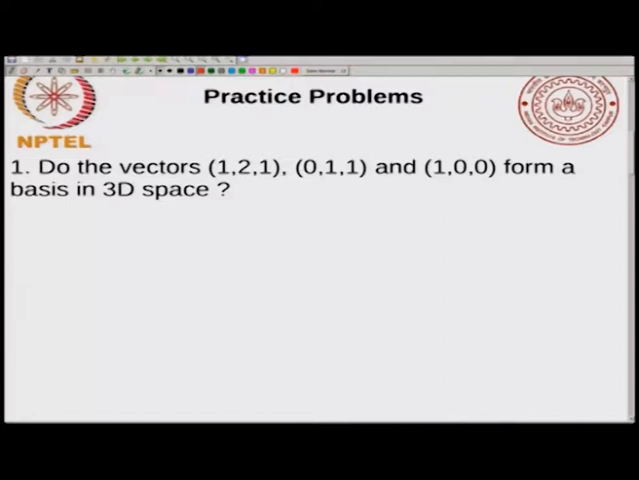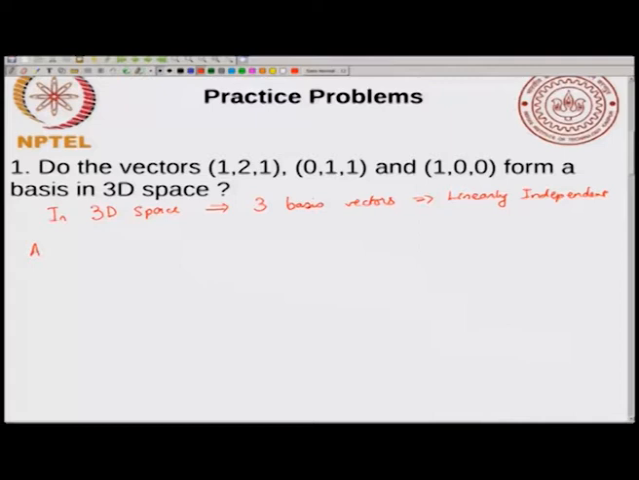So, what do you need to check for a basis? In 3D space, you can have only 3 basis vectors. Now, there are many choices for basis vectors, but the condition for them to be basis vectors is that they should be linearly independent. So, if you have 3 linearly independent vectors, you can choose them as a basis in 3D space. So, what you have to check is whether these vectors are linearly independent.